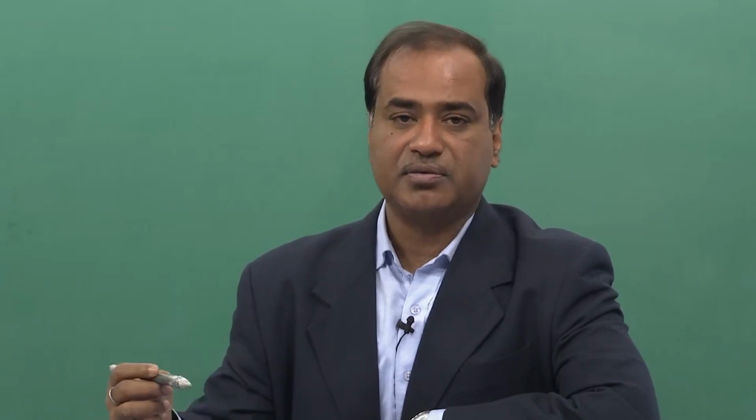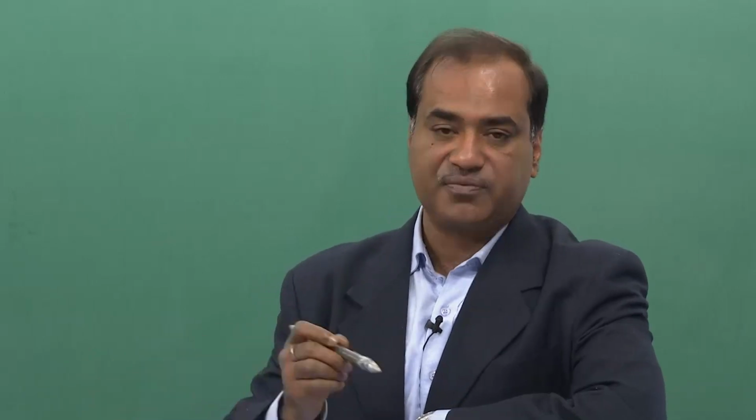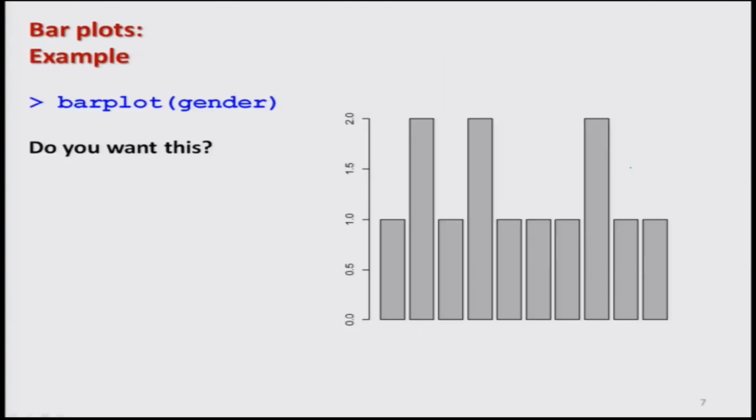requested you to keep in mind two examples, the data on pizza delivery and the data on 10 persons who are categorized into two categories, male and female, and their categories are denoted by 1 and 2, 1 for male and 2 for female, and this data was stored in a variable gender, right. So now I try to create the bar plot, and as usual I simply write bar plot of the variable gender, and I get this thing.